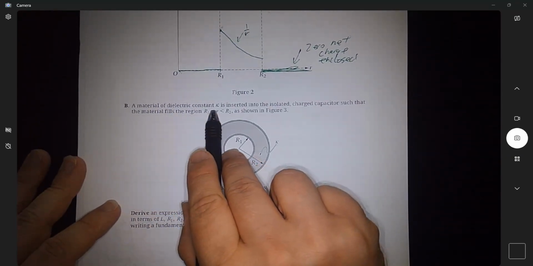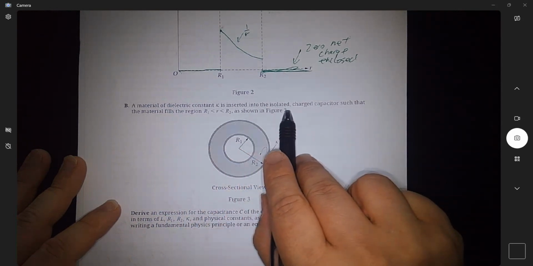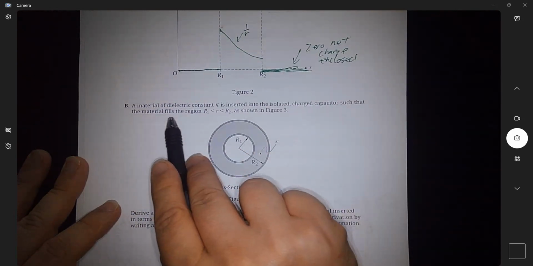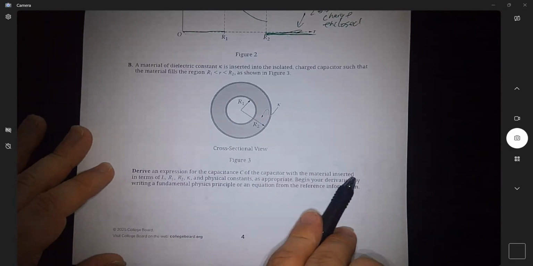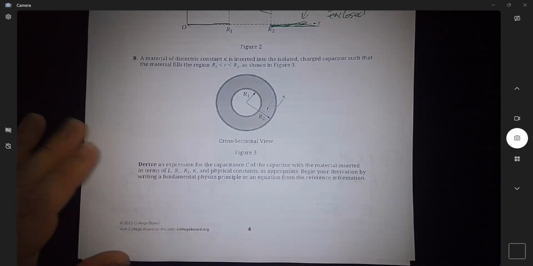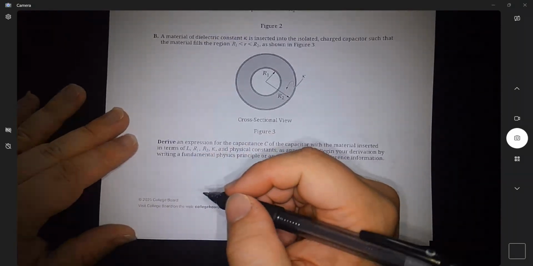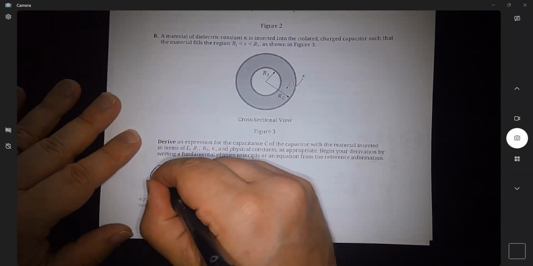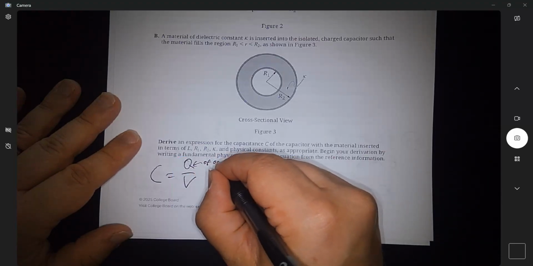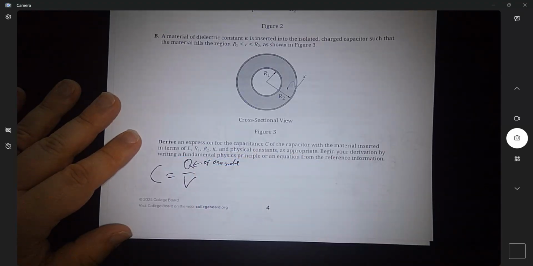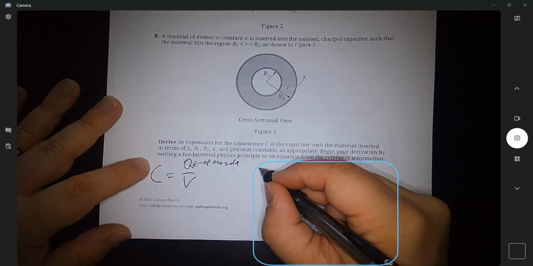A material of the dielectric constant kappa is inserted into the isolated charged capacitor such that the material fills this region. Derive an expression for the capacitance C of the capacitor with the material inserted. So here's what I'm going to say. Capacitance is Q over V. This is a Q of one side. Okay. And then what am I going to say?